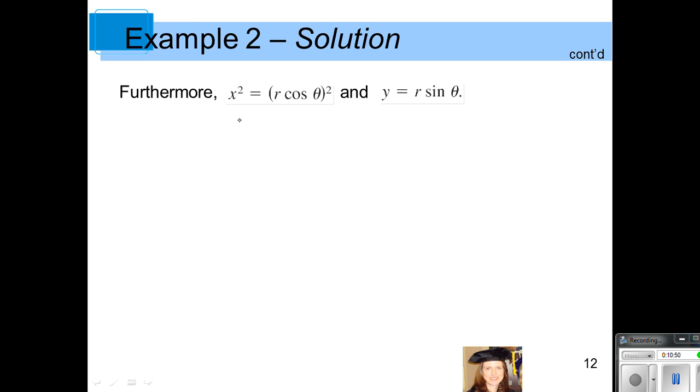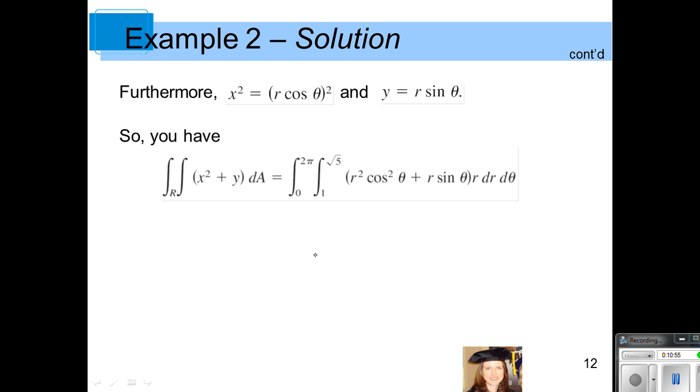So again, if x equals r cosine theta and y equals r sine theta, and you make those substitutions, x squared would be r squared cosine squared theta, and y would be r sine theta. We make the substitutions for x and y, and for your differential area, which is r dr d theta. Your inside bounds are for r, your smallest to your largest radius, and your outside bounds are for your angle theta, the smallest to the largest angle. Now you have a double integral.